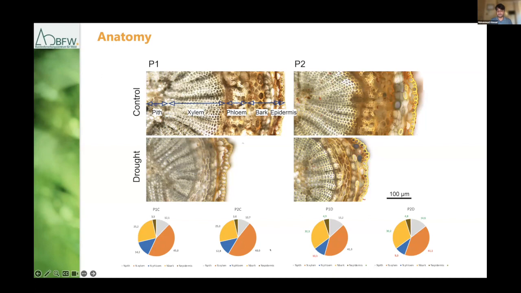But what was interesting is that the xylem, as you can see in the pie charts, the proportion of the xylem tissues was much more significantly affected in one population as compared to the second population. It means that under drought stress, the xylem was heavily affected in both populations, but one population has a more significant effect as compared to the other one, showing the differences between the populations.